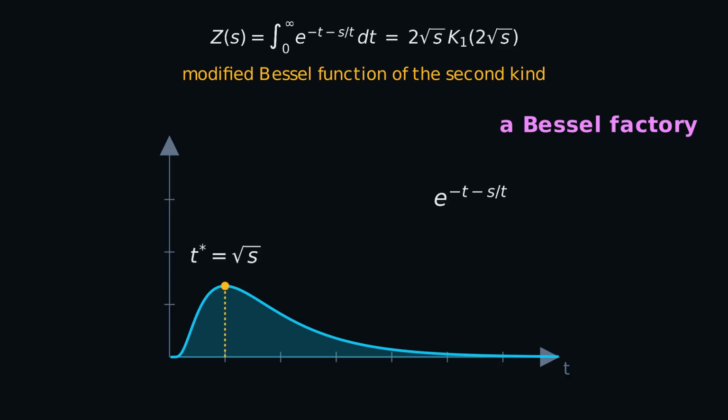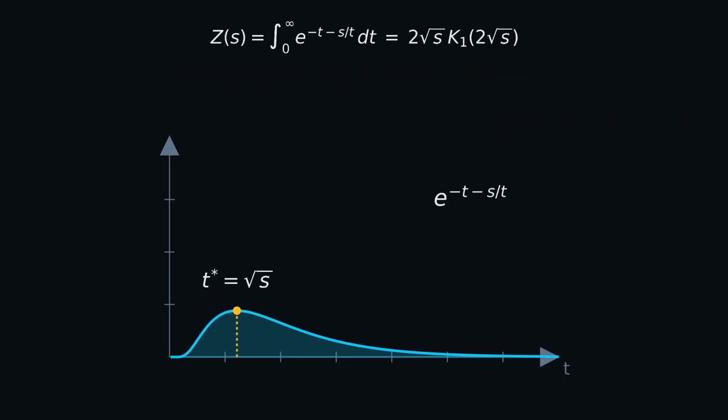In t-space, the density is a clean bump, and its peak sits exactly at the square root of s. Crank up s, and the bump marches to the right, dragging the original samples toward 0.